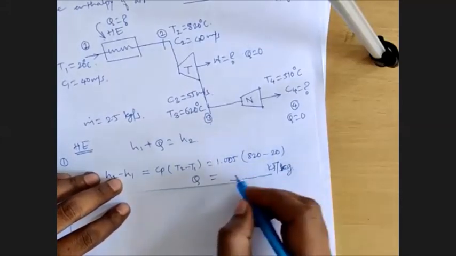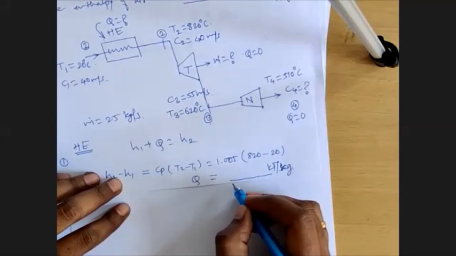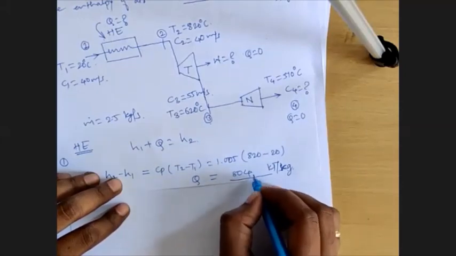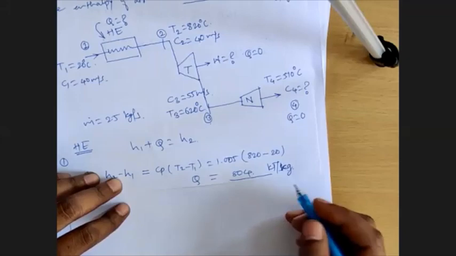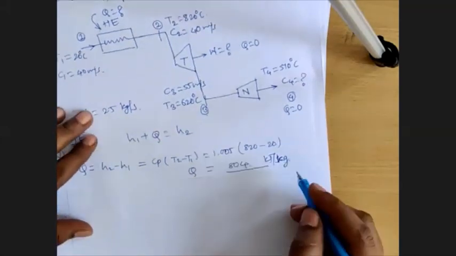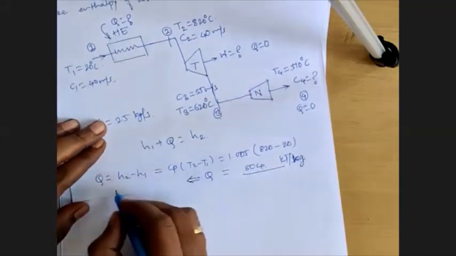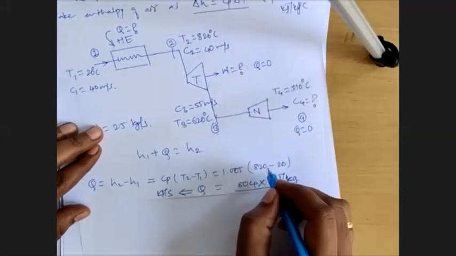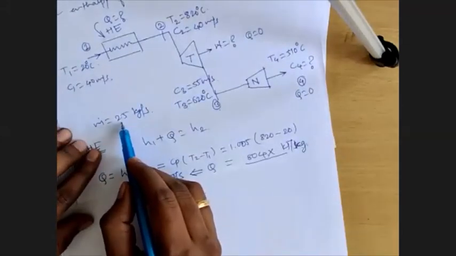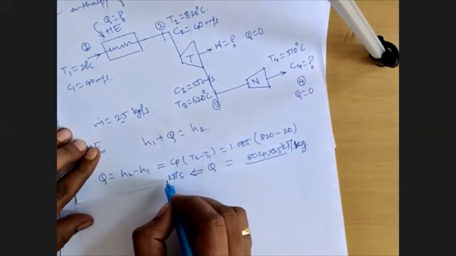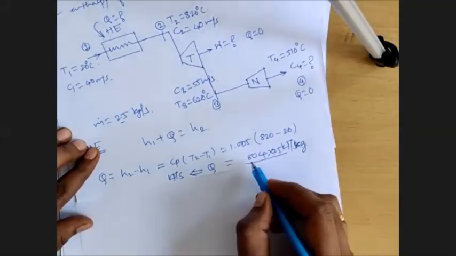What did you get, Pratik? 804. 804. Yes, sir. Okay, 804 kilojoules per kg. And if I want to convert this into kilojoules per second, then I need to multiply this by the mass flow rate. What is the mass flow rate? 2.5, right? So if I multiply this by 2.5, it will become kilojoules per second or kilowatt. So what does it become? 804 into 2.5.